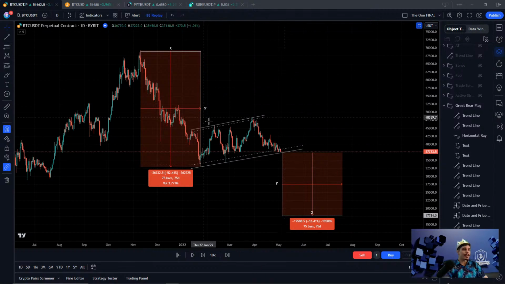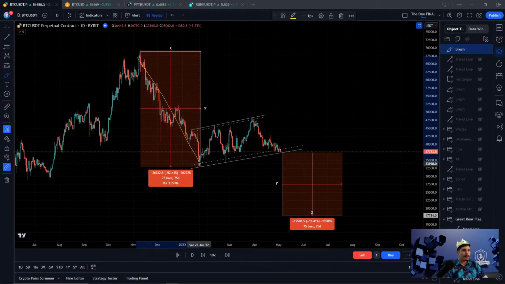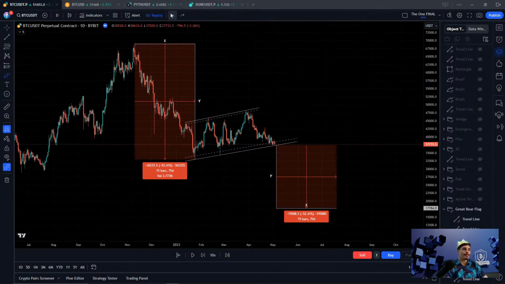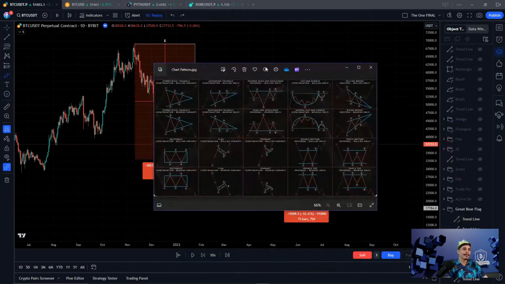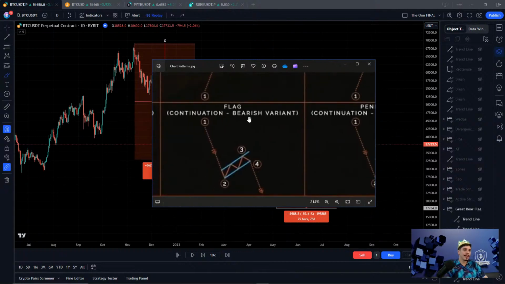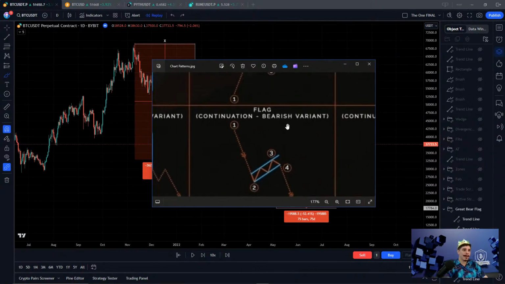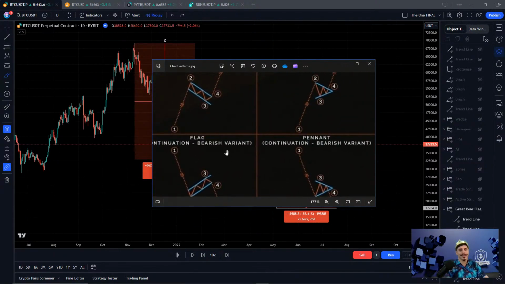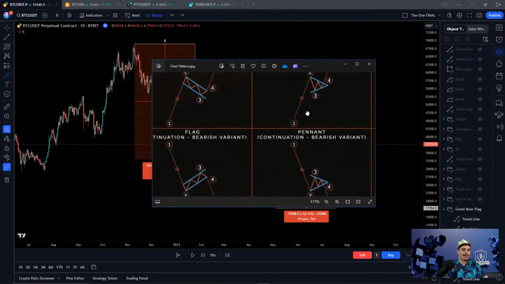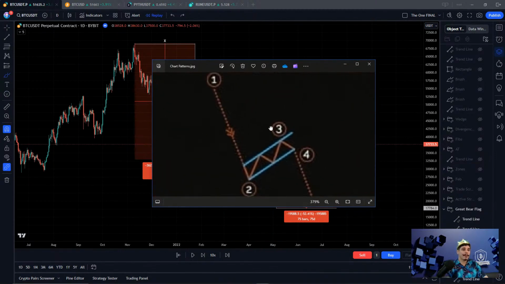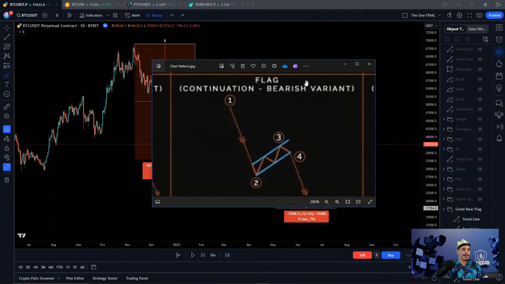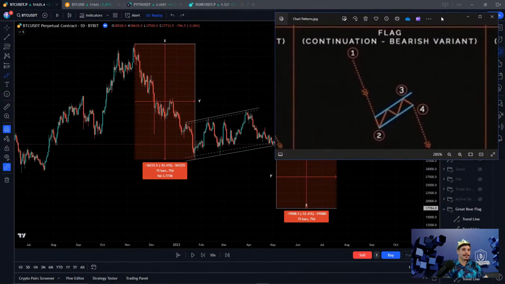So this is the structure we're looking at. Can you see the flag here? So we're looking at the flagpole, the flag, and then we're expecting a bearish break. So I'll bring that back over here for you. We're trying to look at these four today because they're also close. I didn't want to do flags without pennants or pennants without flags. So we're looking at these four today. And right now we're looking at this particular situation.